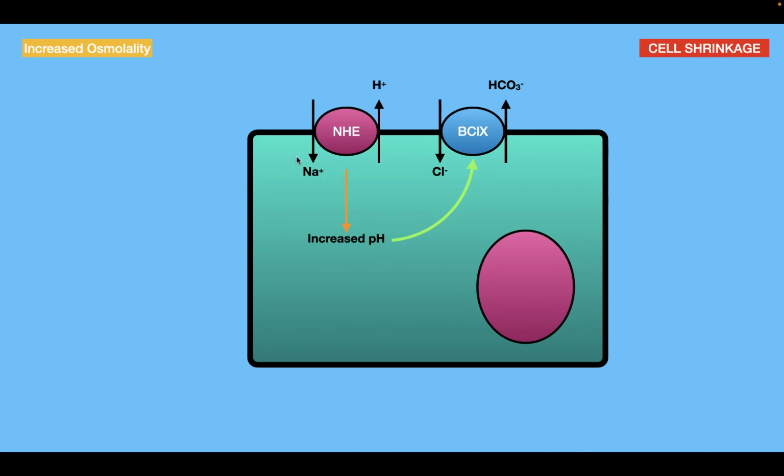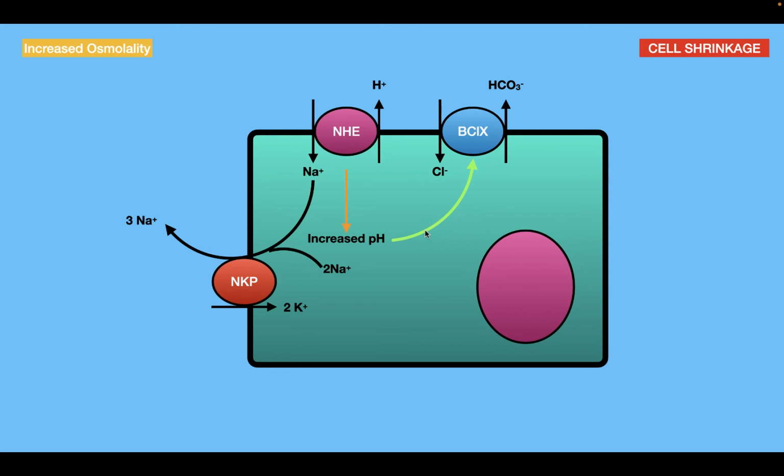Now, the sodium that was brought in by the sodium hydrogen exchanger is going to be fed into the sodium potassium pump. And as we bring in more sodium through this exchanger, the activity of the sodium potassium pump increases. So therefore, the sodium potassium pump becomes more active and it brings in more potassium. So potassium is brought in and chloride is brought in, and this is going to be the main mechanism by which the cell increases its osmolality.